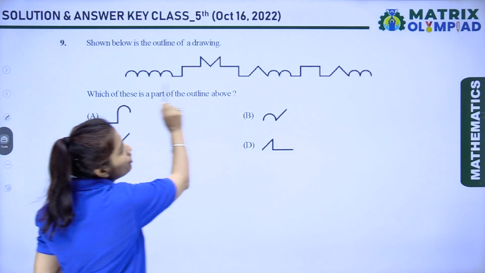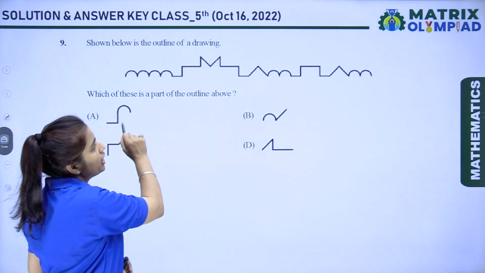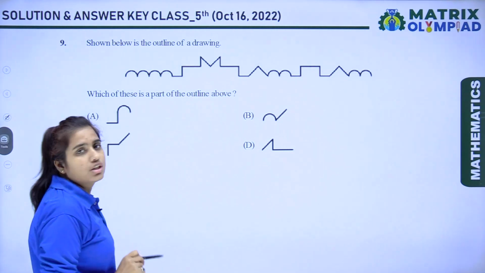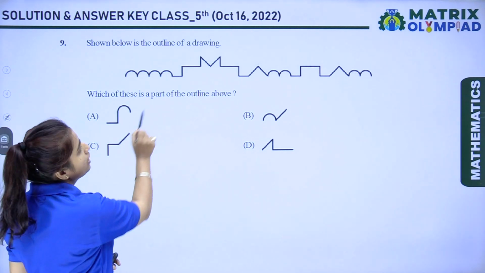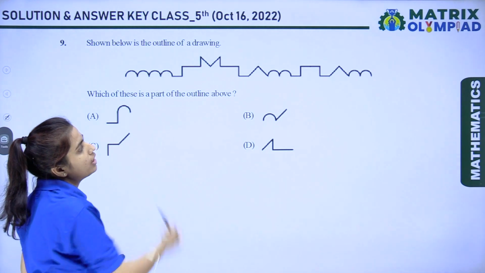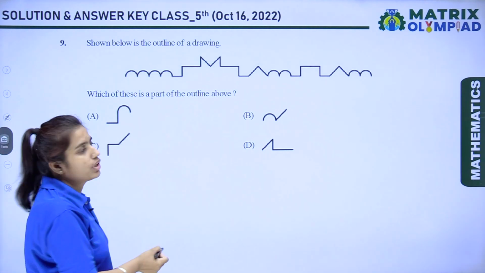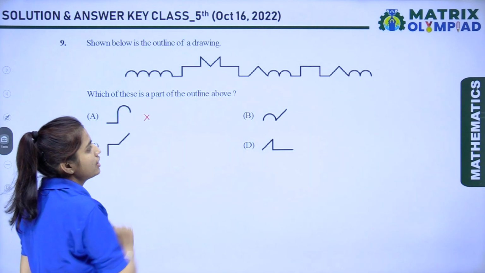So let's match this option A with the drawing. Here you can't match this drawing with the given drawing. So option number A is cancelled out.